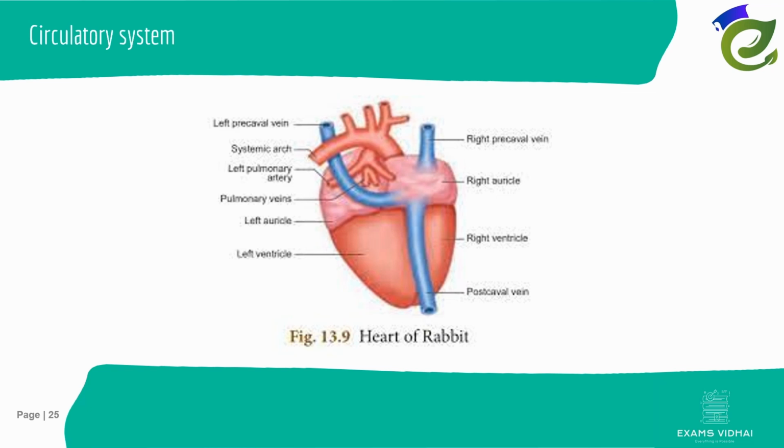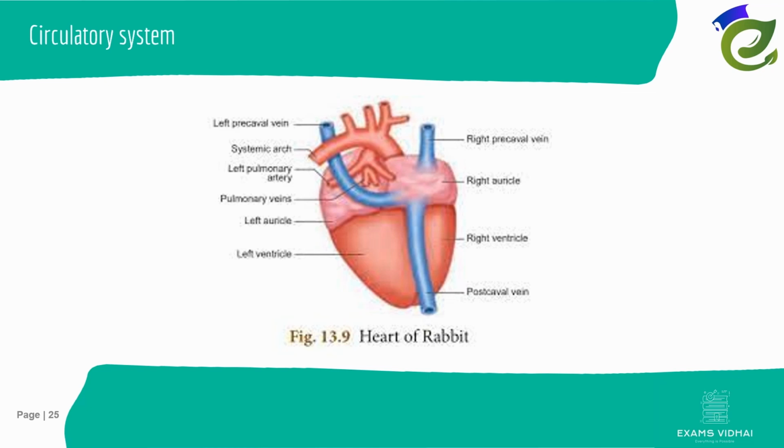Now, the circulatory system, it is formed of blood vessels and heart. The heart is placed between the lungs in the thoracic cavity and is enclosed by a pericardium, which is also a double-layered membrane. The heart in a rabbit is also four-chambered, and it contains two auricles and two ventricles. So the auricles are separated by an interauricular septum, and the ventricles are separated by an interventricular septum.